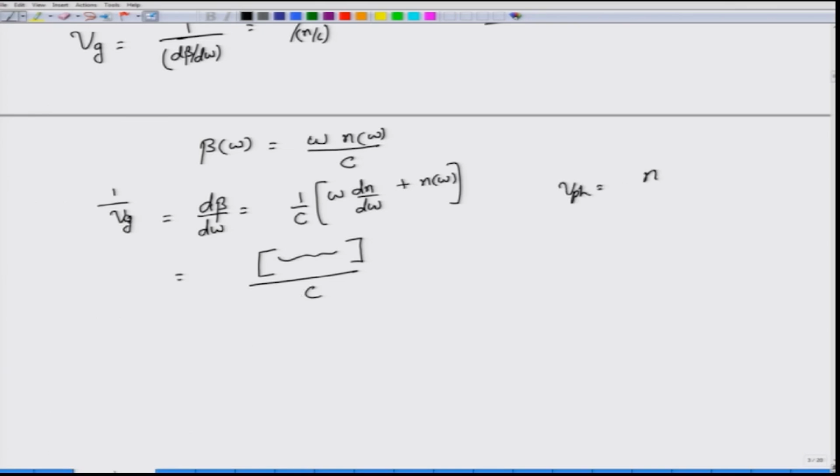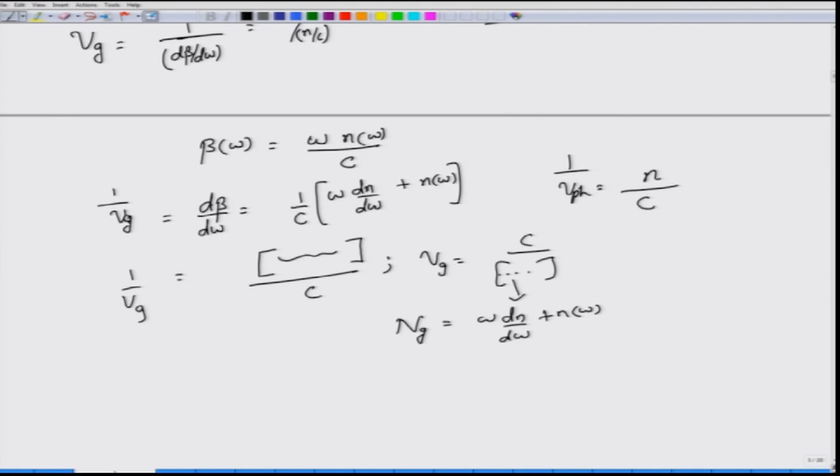So, you can see here that this can be written as some term divided by c, right. For the phase velocity, or rather 1 by phase velocity, we had n by c. Similarly, here you have some number divided by c for 1 by Vg, or equivalently Vg equal to c divided by this term. This term is nothing but omega dn by d omega plus n of omega. Okay. This term is what is normally called the group index Ng. So, you get Vg as c by Ng, where Ng is the group index. Okay. The group index is a function of frequency because n is a function of frequency.